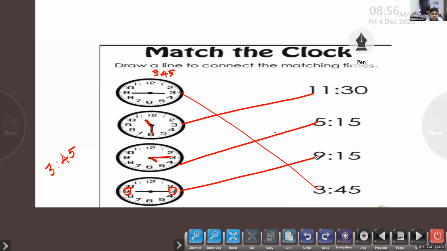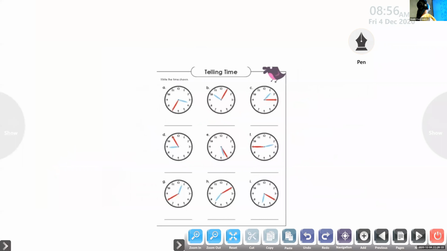Okay. Now everybody open your rough book. If you don't have a rough book, you can take your maths notebook. You don't need to draw these clocks, only write the time. You can write A, B, C. Ma'am, it is very small.